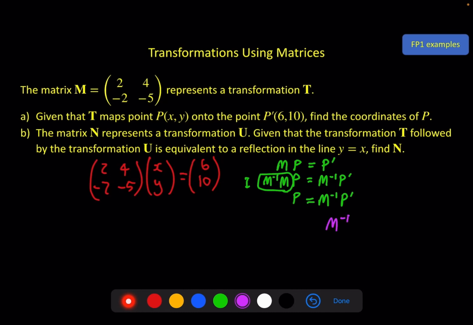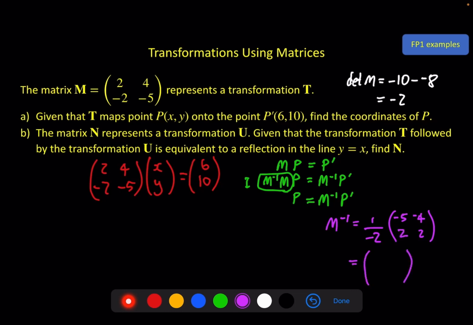So the inverse matrix of M, we need to know the determinant first. The determinant, 2 times minus 5 is minus 10, minus 4 times minus 2, so that's a minus 8, minus 10 plus 8 is minus 2. So the inverse matrix is 1 over the determinant, times by A and D must swap places. And then these two stay where they are, but they get negatives put in front, so that's a minus 4, and this becomes now a plus 2. So the inverse matrix becomes 5 over 2, 2, minus 1, minus 1.